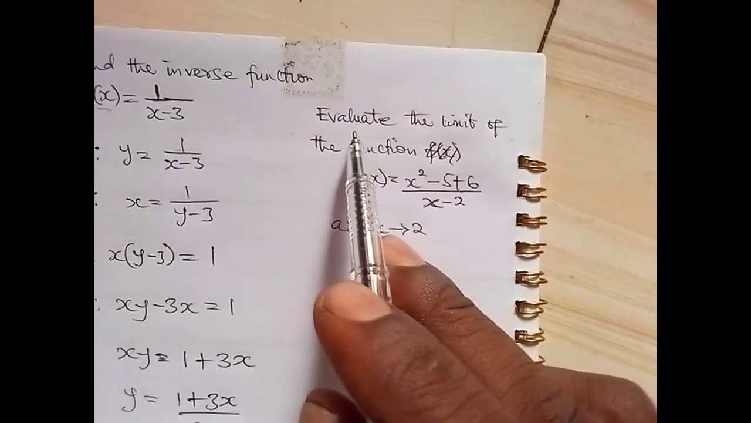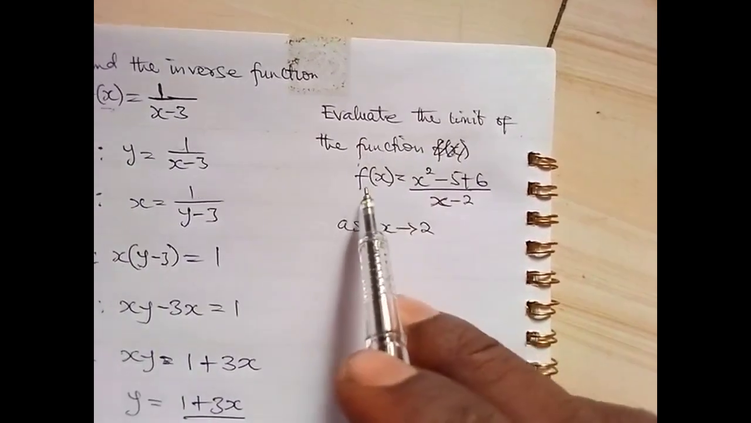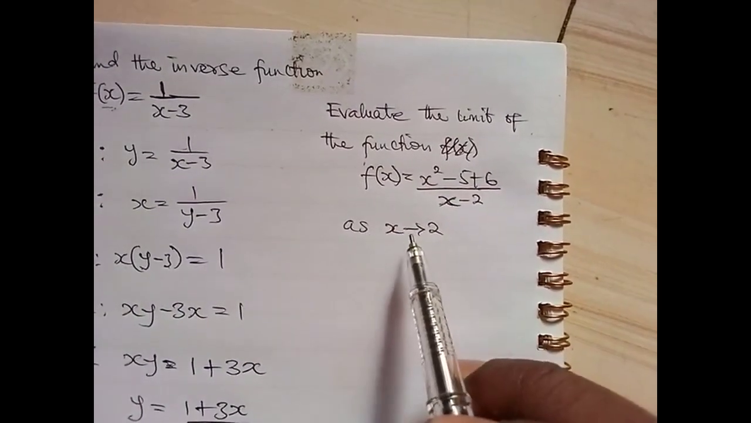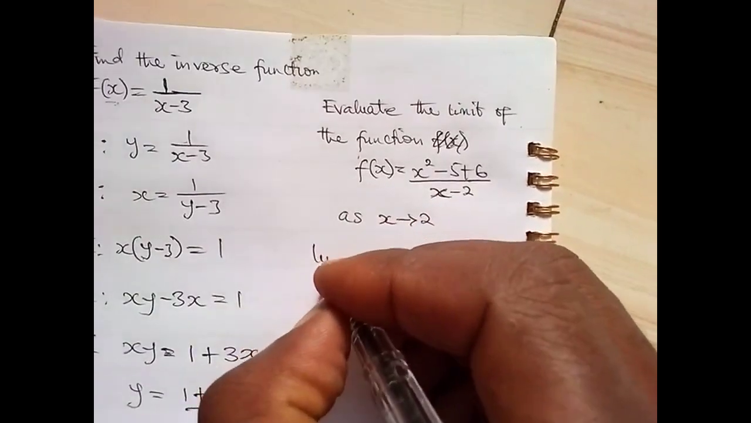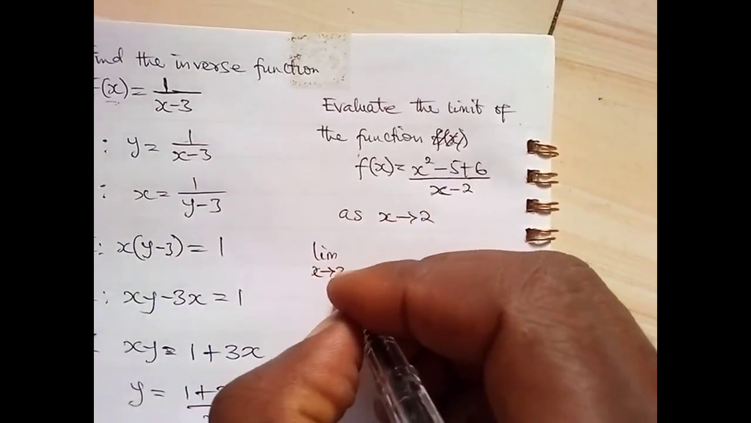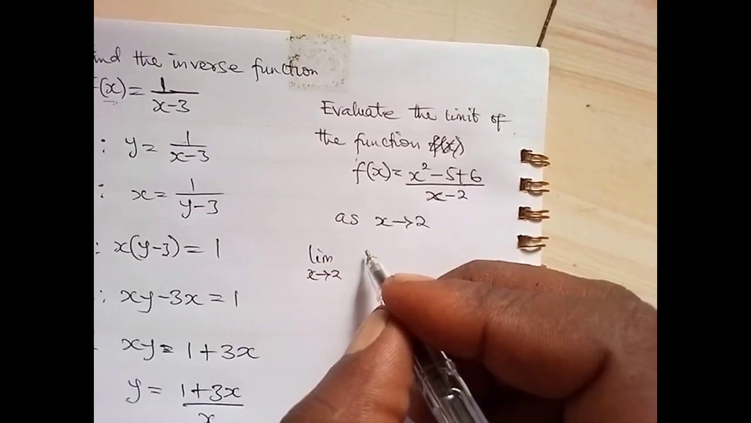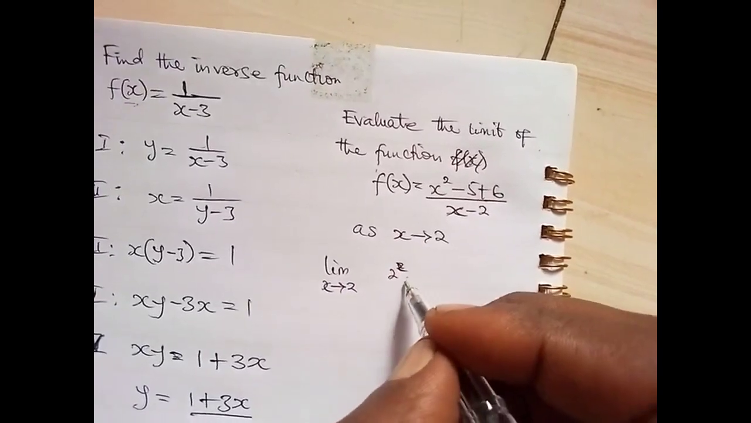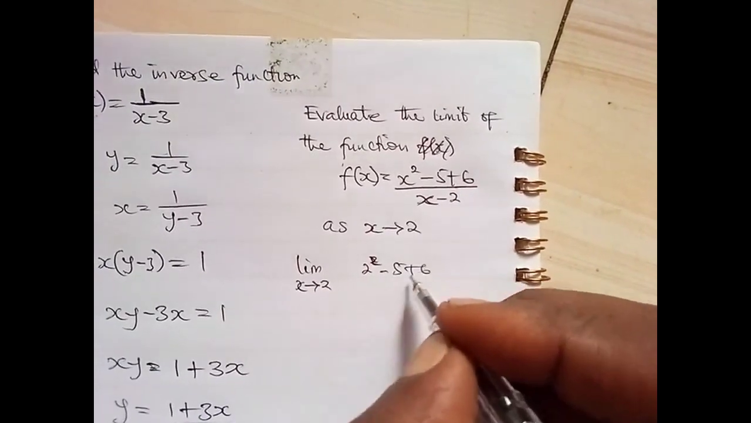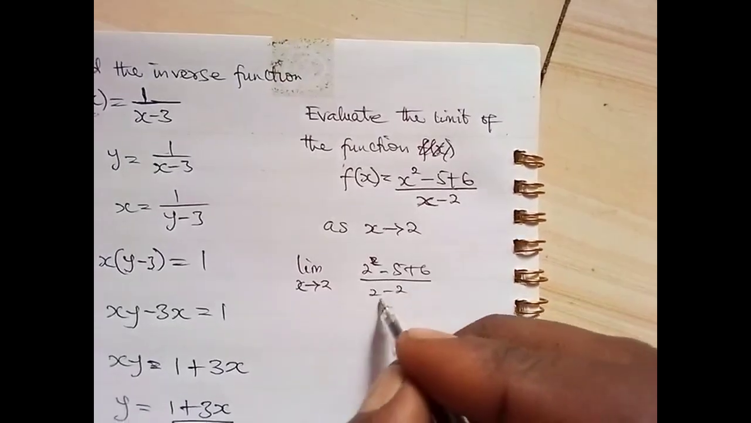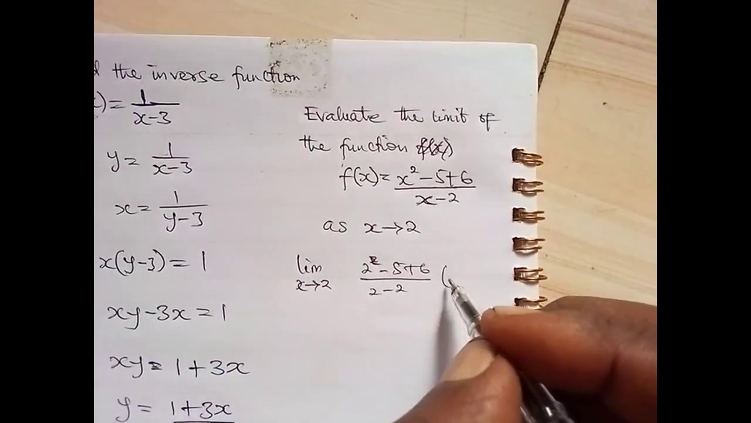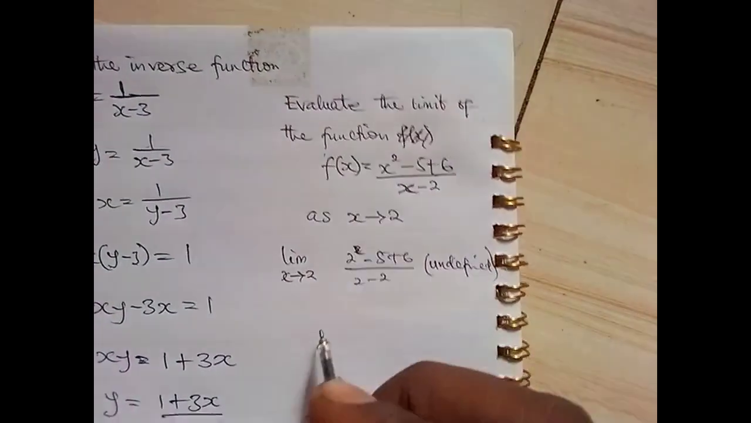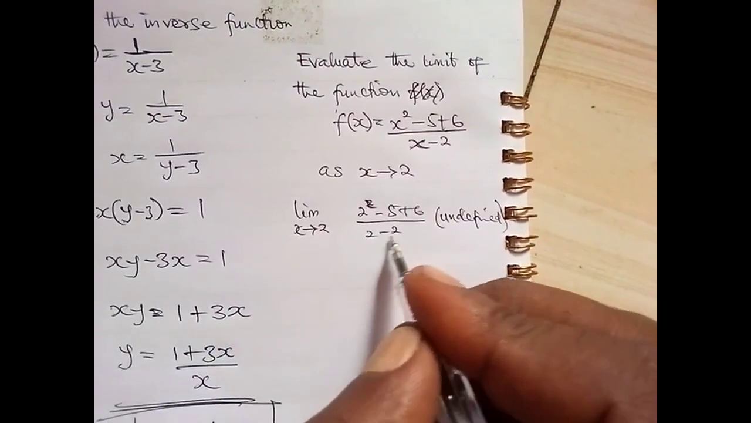This question says, evaluate the limit of the function f of x equals x squared minus 5x plus 6 over (x plus 2)(x minus 2) as x tends to 2. If we want to solve this, we'll say limit as x tends to 2. First of all, if we go through direct substitution of 2, we're going to have 2 squared minus 5 plus 6 over 2 minus 2. We're going to get 0 as a denominator, and that will be undefined. So we don't want to have 0 as a denominator here.